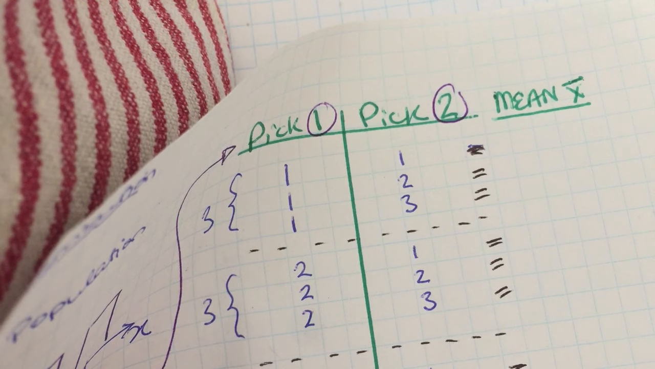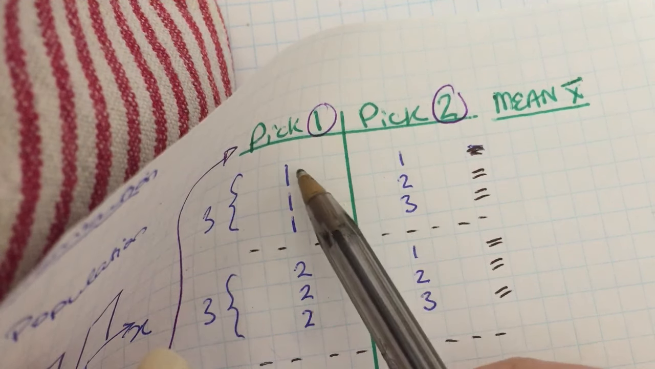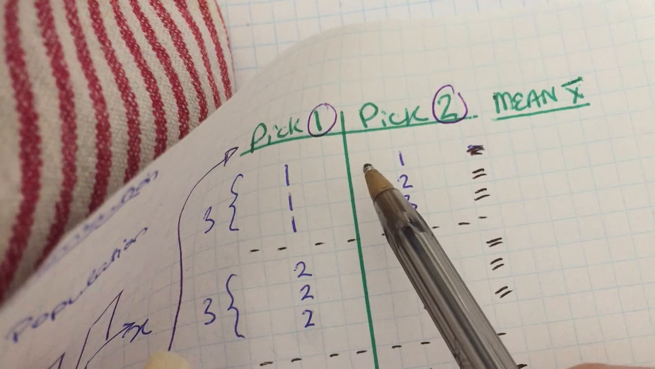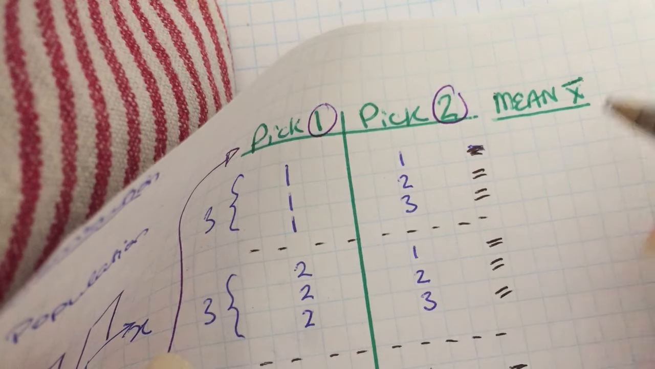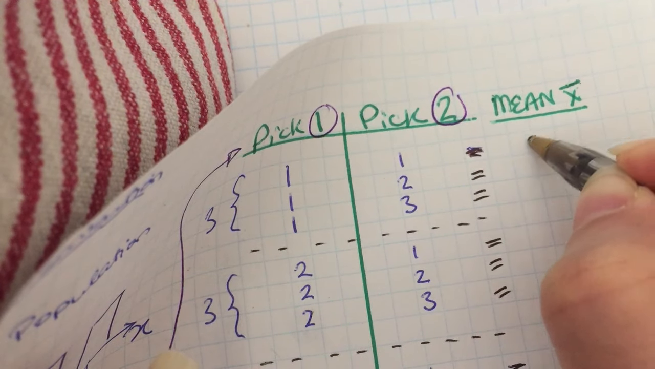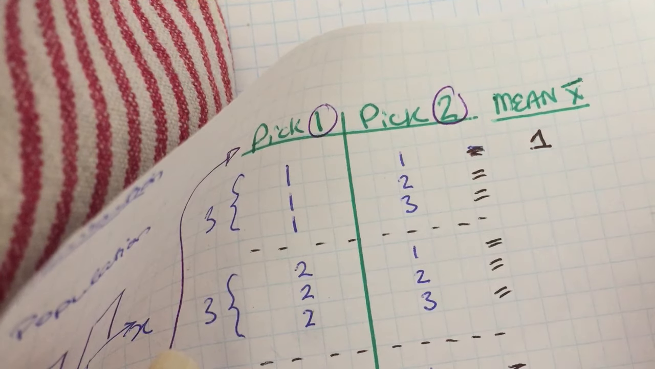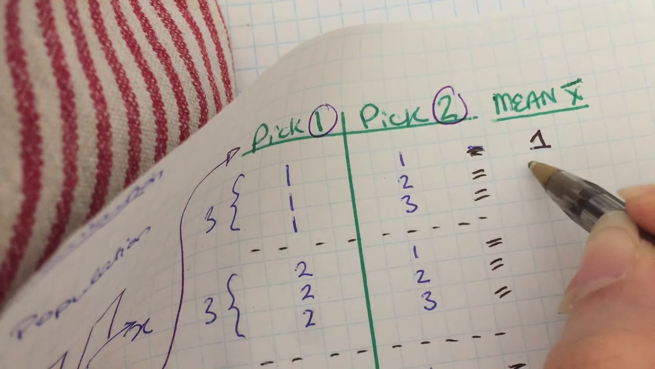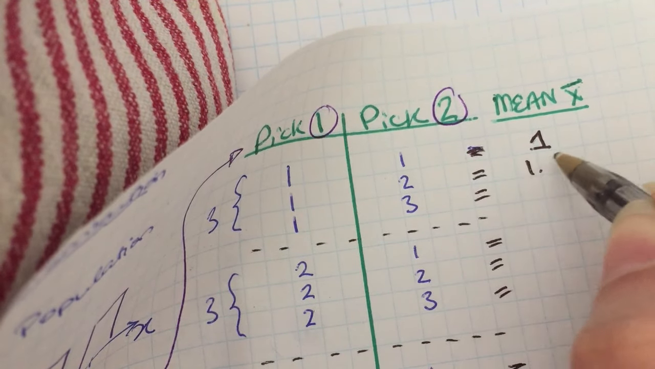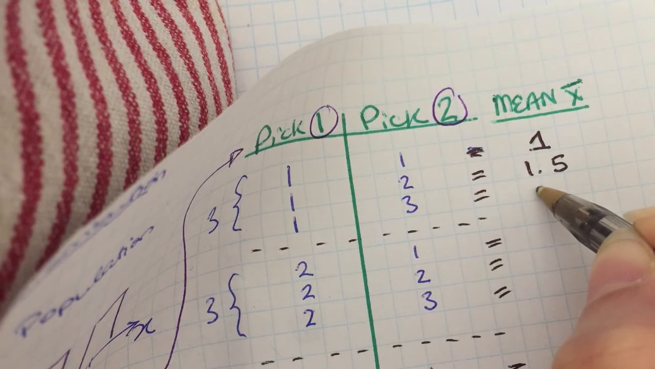Now, for the mean, you just add the 2 and divide by the total number, so you're going to get 1. And then for this one, you do the same thing. So you're going to get 1.5, and then you're going to get 2.